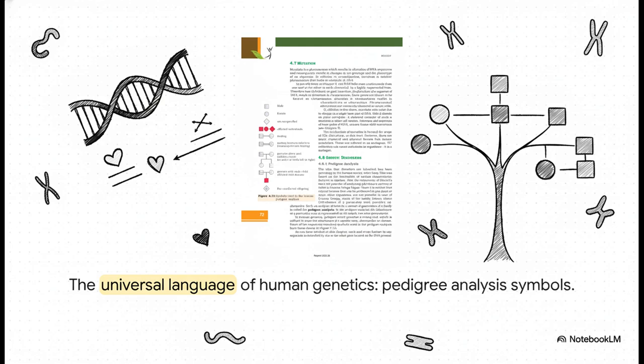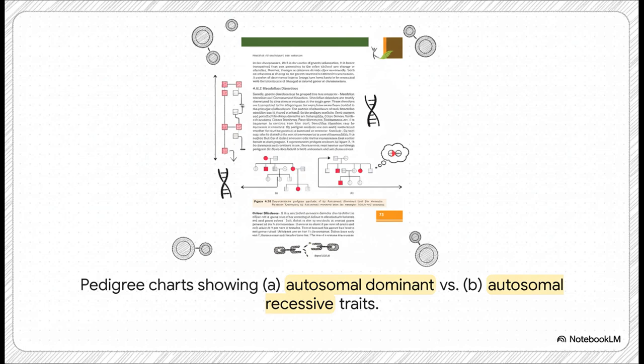It's actually pretty straightforward. A square is a male, a circle is a female. If a shape is filled in, that person has the trait we're studying. A horizontal line connecting a square and a circle means they're a couple, and the lines dropping down from there lead to the kids. That double line means the couple are relatives. These simple symbols are like the universal language for human genetics. And here's how we put those symbols to work.